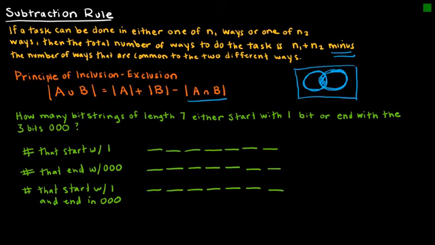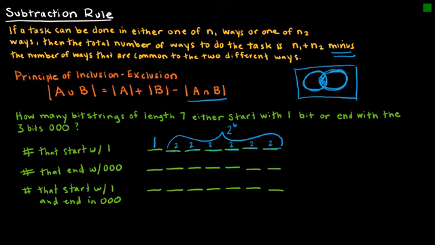So for instance, how many bit strings of length 7 either start with a 1 bit or end with three 0 bits? If I have the numbers that start with 1, I'm setting this value to be 1, and then all of these are 1, 2, 3, 4, 5, 6 different values that can either be 0 or 1. So that should be 2 to the 6th, because there's two options here, two here, two here, two here, two here, and two here. Remember, a bit string has values of 0 or 1.